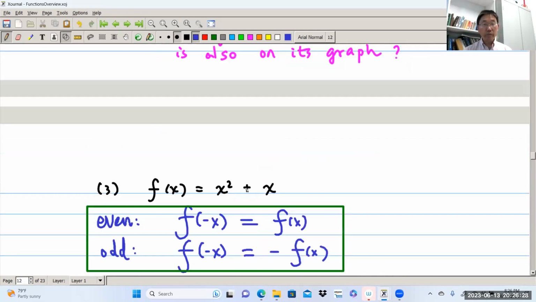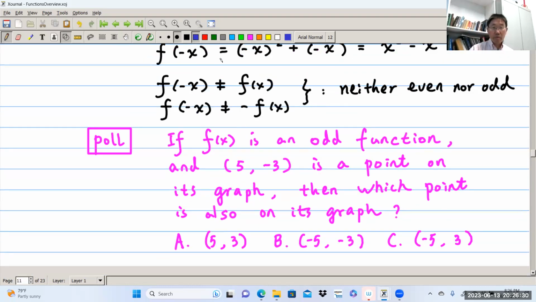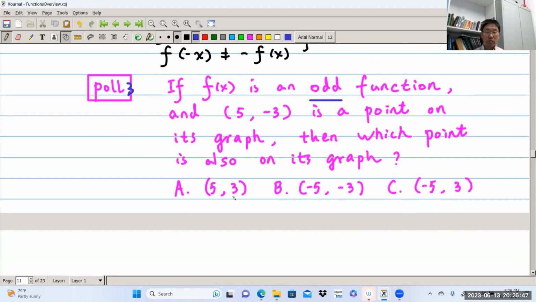Okay, now you try. This is the third problem today. If f of x is an odd function, I tell you f of x is an odd function, and 5, negative 3 is a point on its graph, then which point must also be on its graph? 30 seconds. This should be quite straightforward if you understand the definition of an odd function.